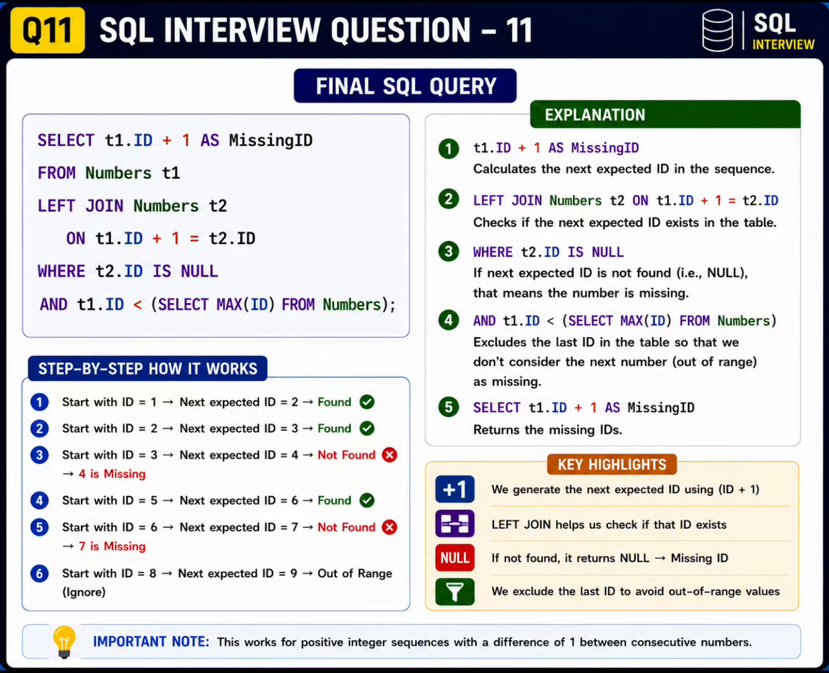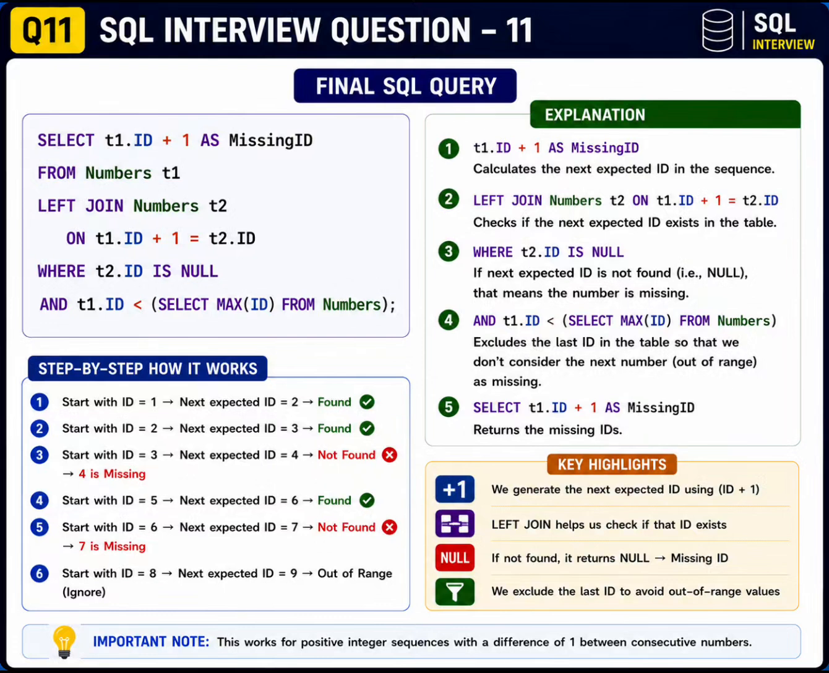And here we are also using T1.ID is less than select max ID from numbers. This prevents SQL from considering values beyond the last ID. For example, after 8 comes 9, but 9 is outside of our sequence, so we ignore it. So the final output we will see after executing the query is missing ID 4, 7.